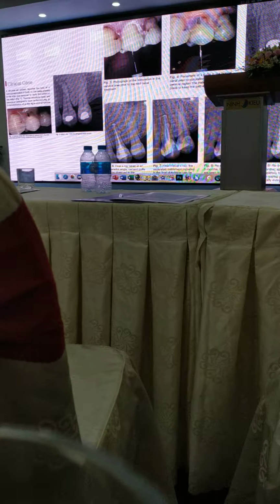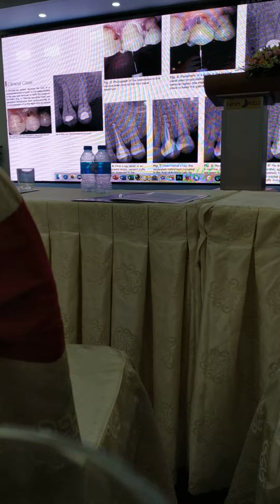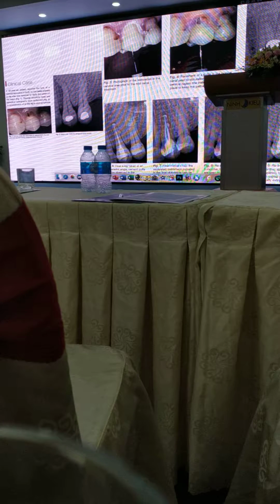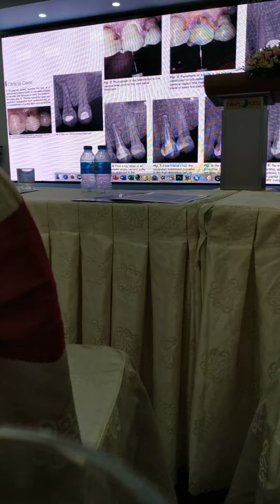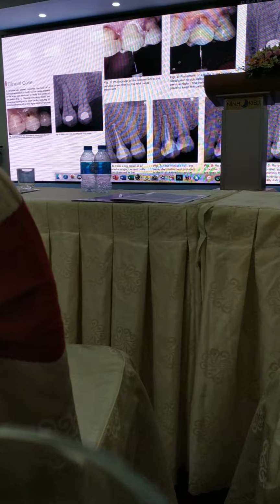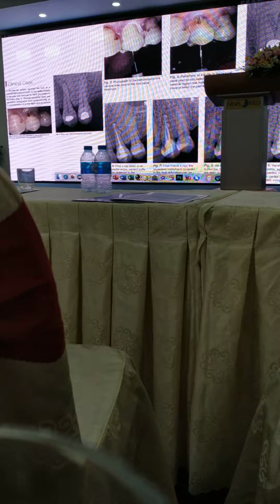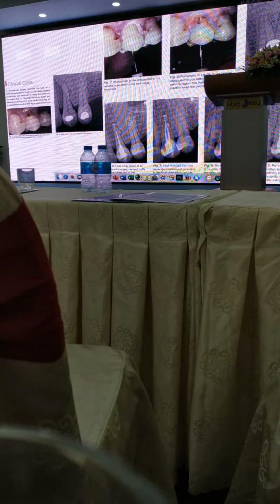With these sealers, you can expect a faster healing of the periapical areas because they are going to stimulate the healing of the bone, because they are bioactive materials.